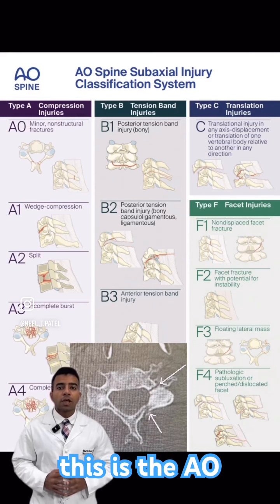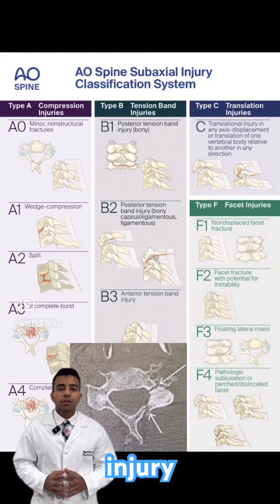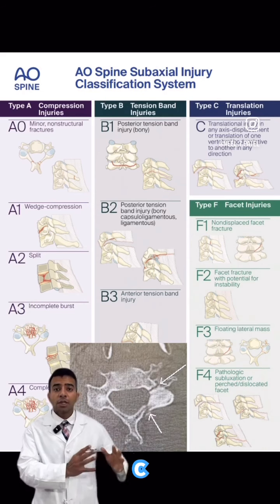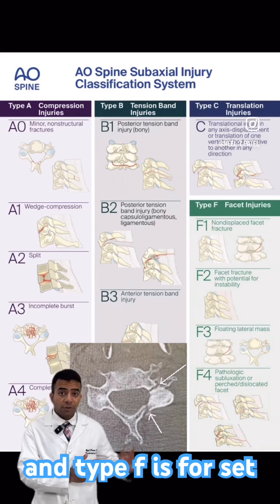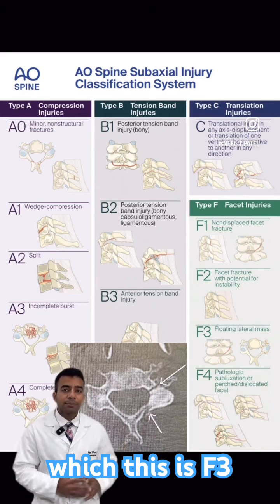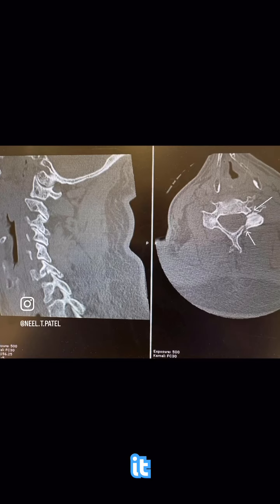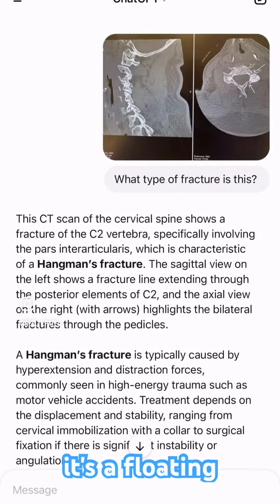This is the AO classification for subaxial spine injury. Type A is compression, type B is tension band injury, type C is translation injury, and type F is facet injury, which this is F3. C6 lateral mass fracture, and I wanted to describe it. It's a floating lateral mass.